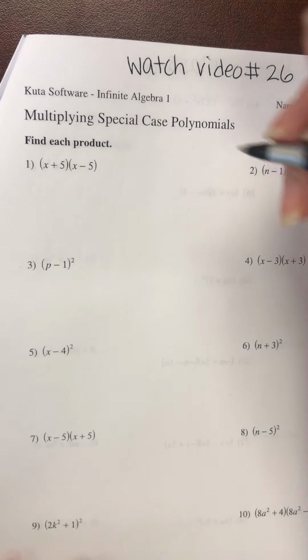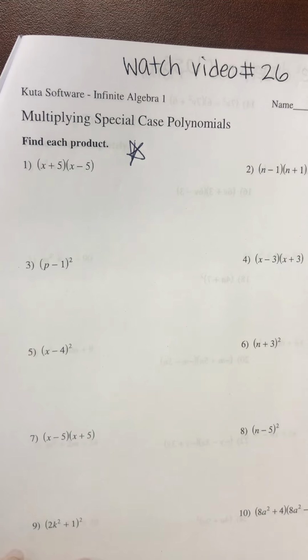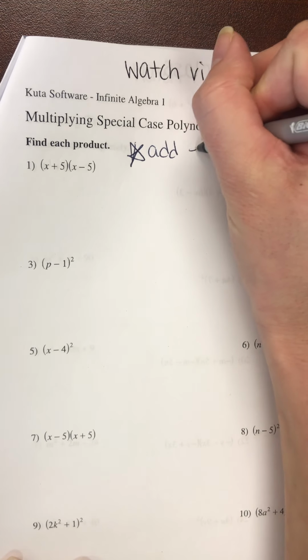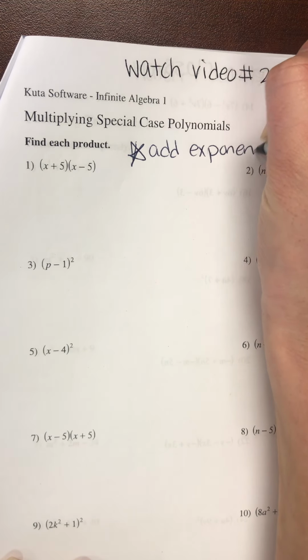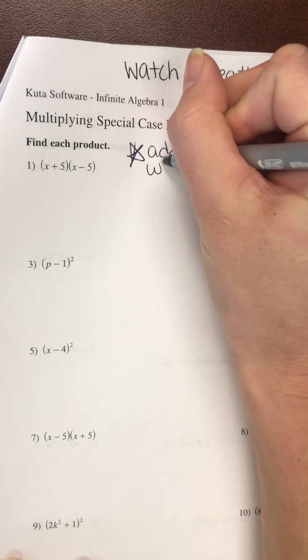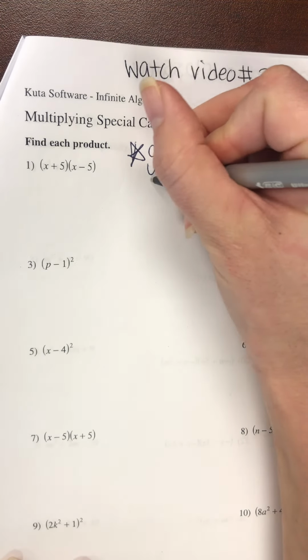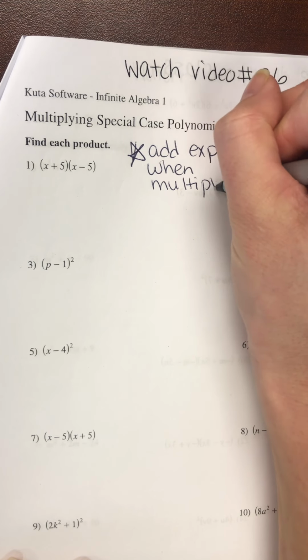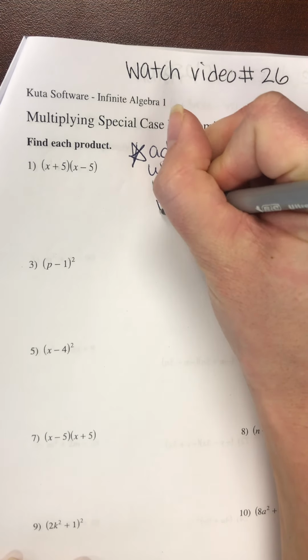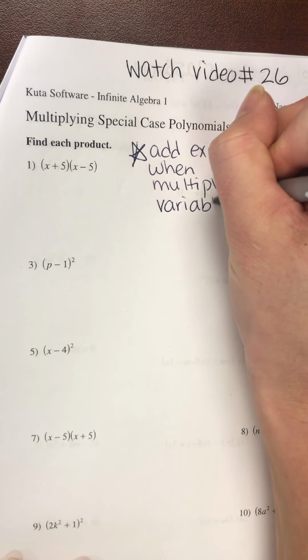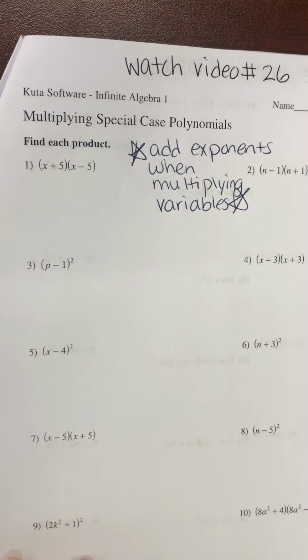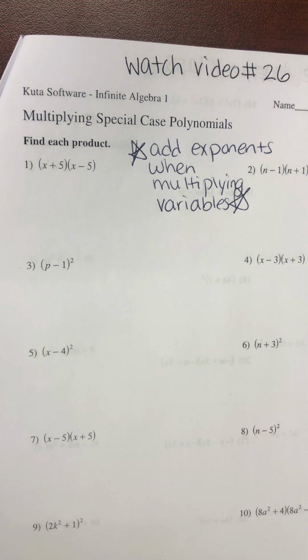So again, we're just going to put a star in and I'm just going to remind you to add exponents when multiplying variables, which again, variables just means letters. So the rule when you're multiplying with polynomials is you add your exponents when you're multiplying with the variables. So again, we're on page 5, video number 26.